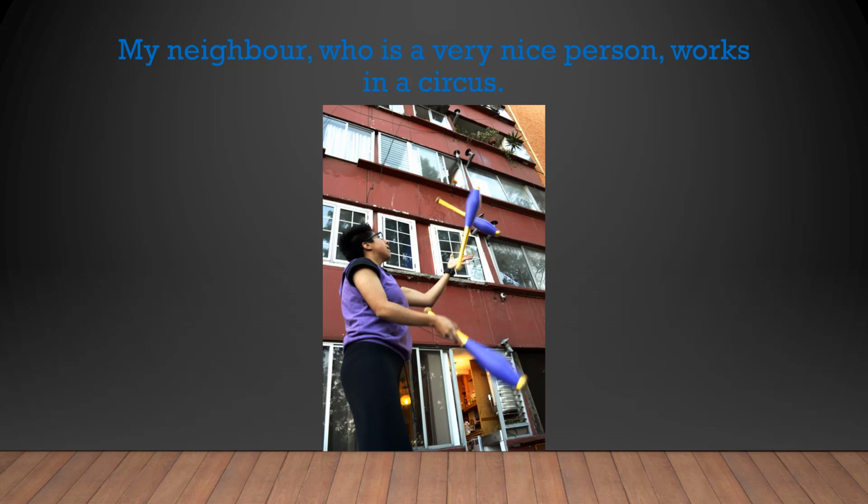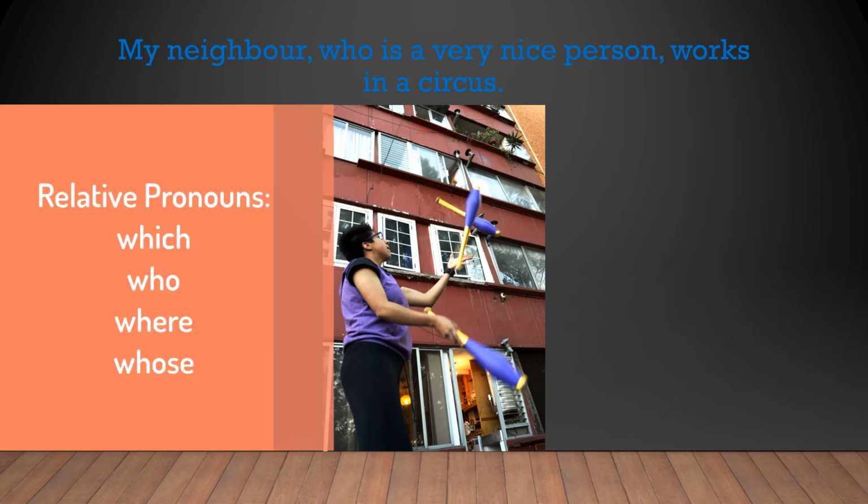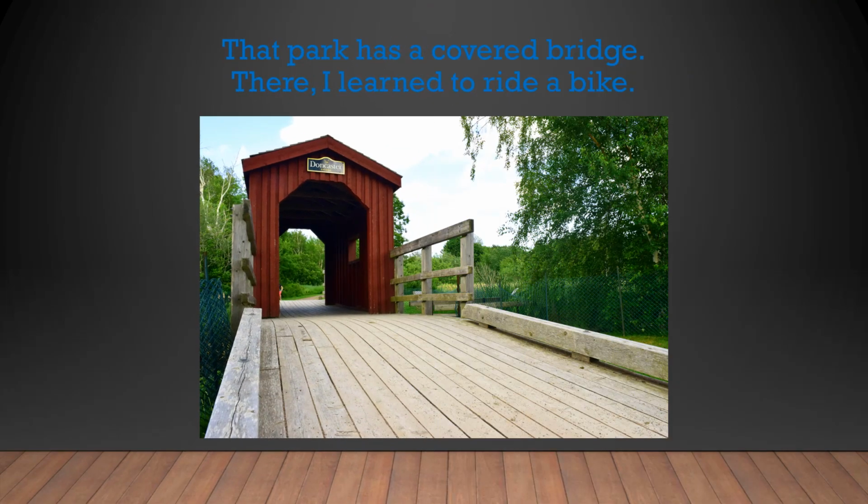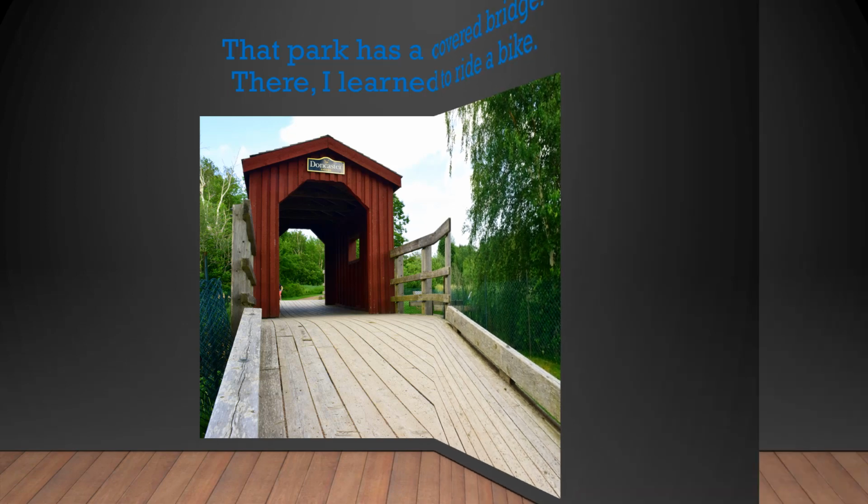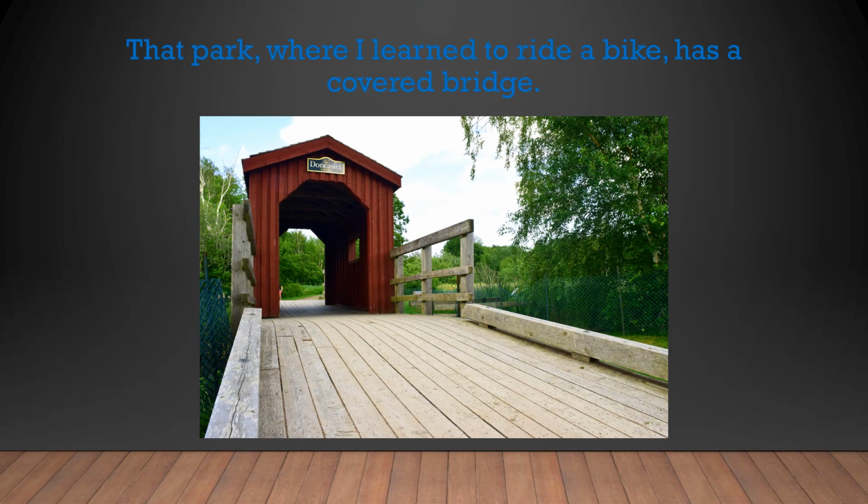As you can see, we are going to use the relative pronouns that we used with defining relative clauses: which, who, where, whose. Another example. That park has a covered bridge. There I learned to ride a bike. That park, where I learned to ride a bike, has a covered bridge.